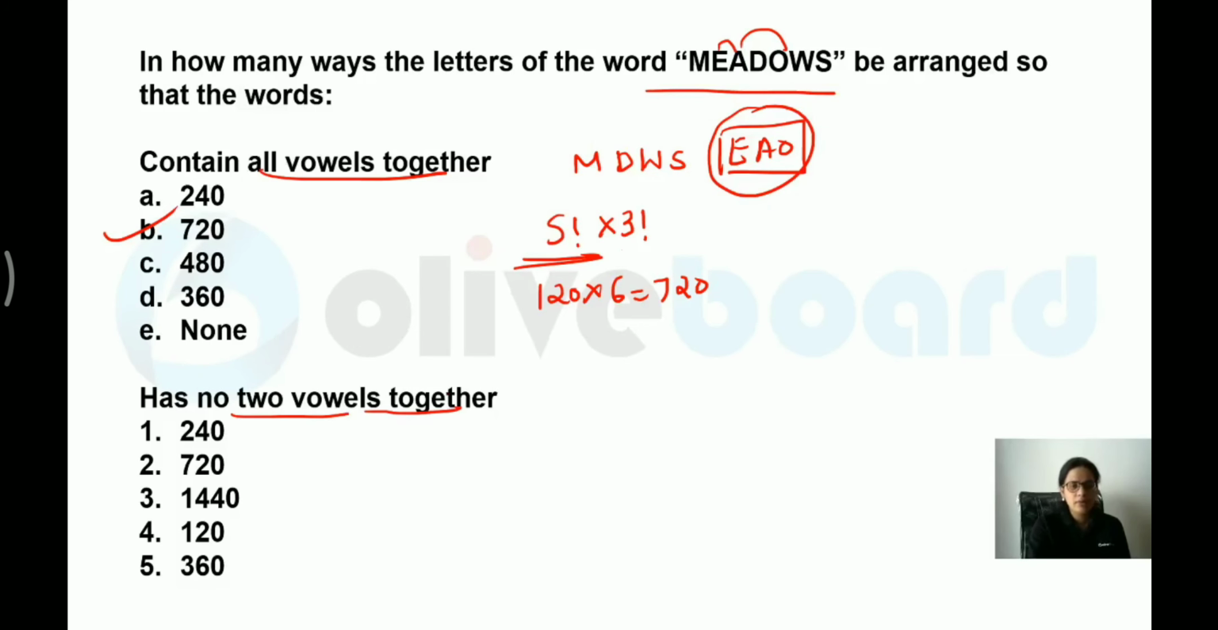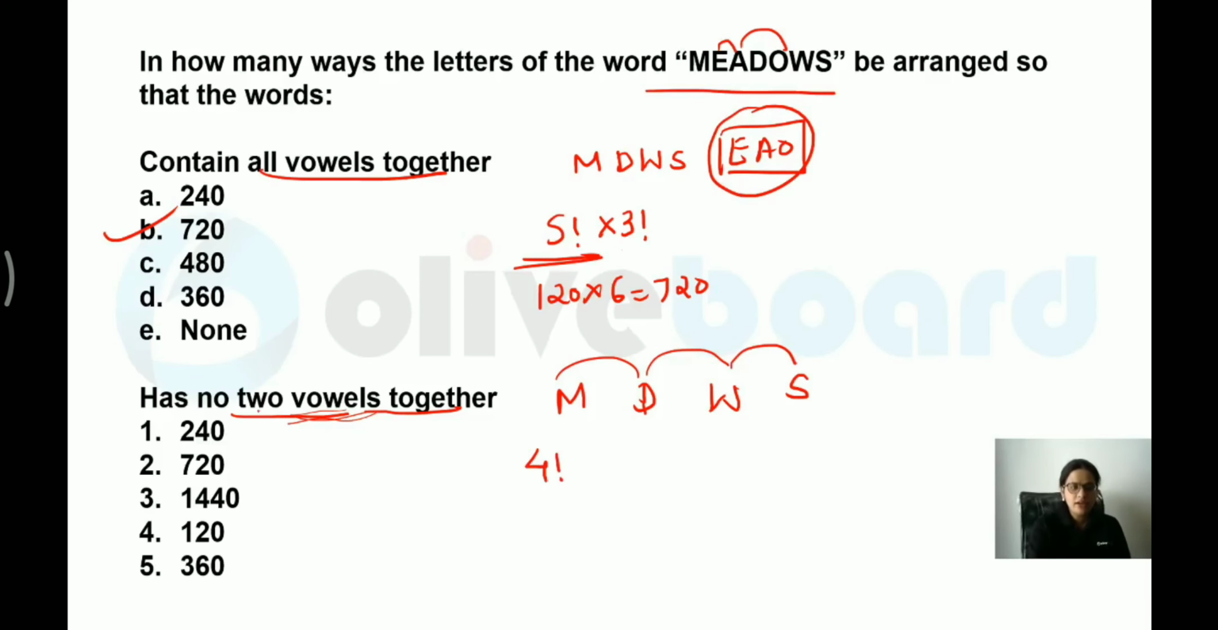Okay, no vowels should be together over here. So for this, what you have to do, you first arrange other than vowels. Whatever you do not want together, you just write them outside. So how many choices are there? M, D, W, S. So how many ways can I arrange them? 4 factorial ways. These 4 values I can arrange in 4 factorial ways.